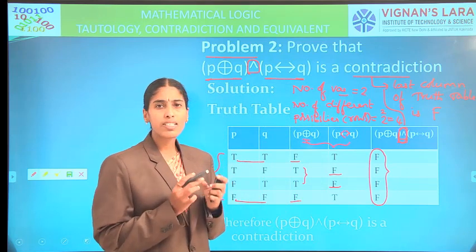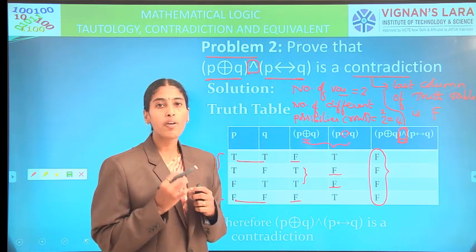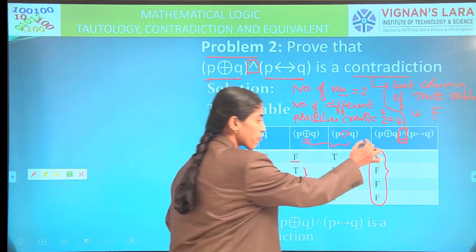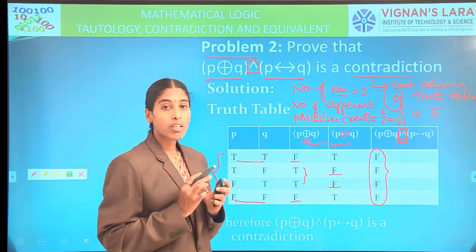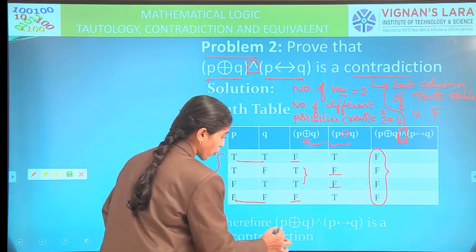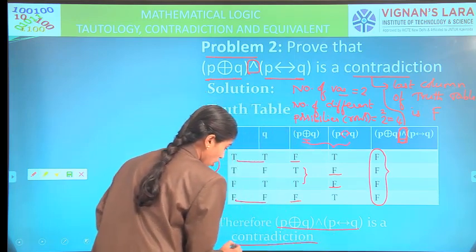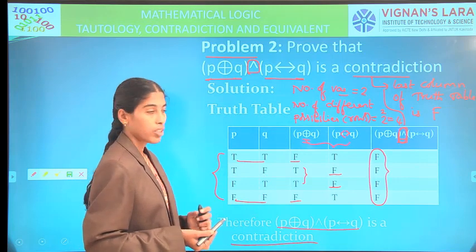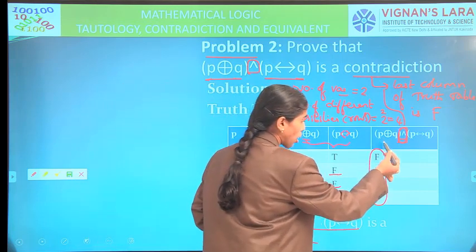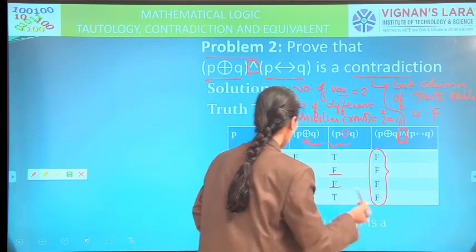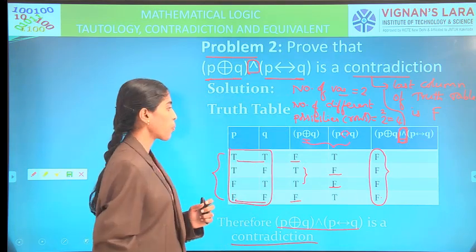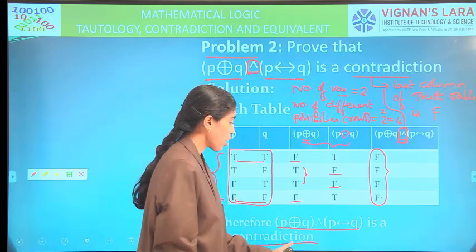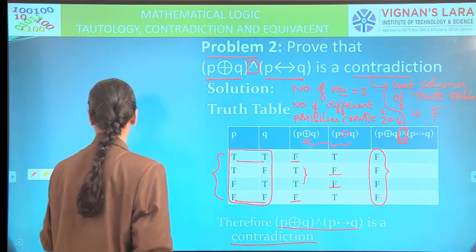If the last column of the truth table of a given proposition is all false, then the result is called a contradiction. Therefore, it is a contradiction, because in the last column all the truth values are false for all the combinations of truth values of the given proposition. Therefore, we call it a contradiction.